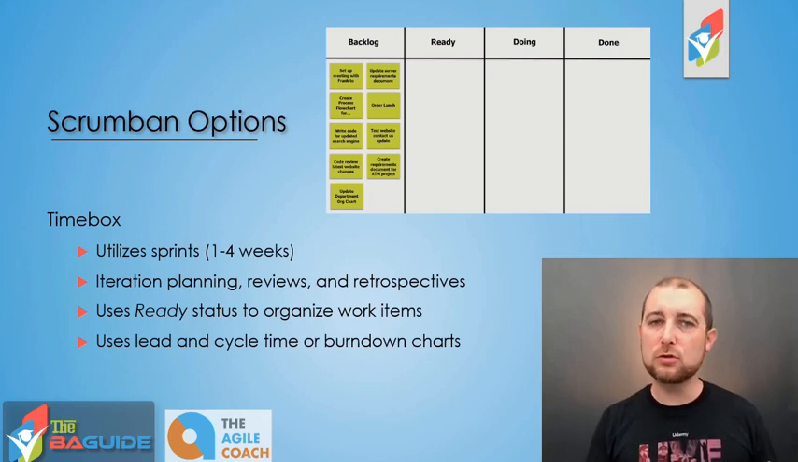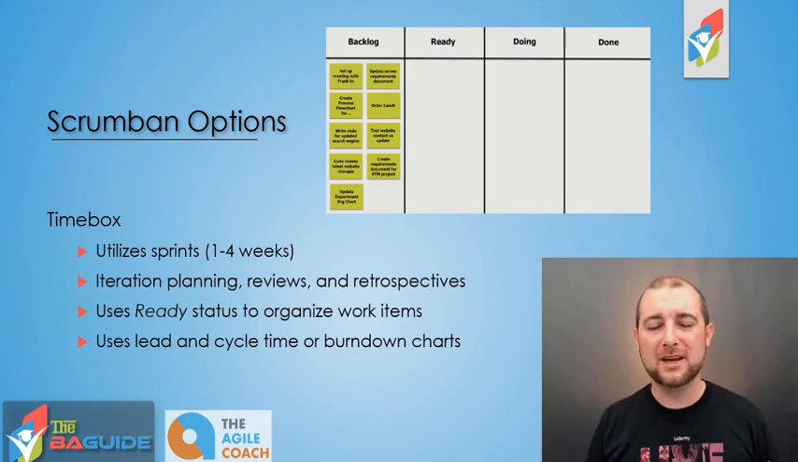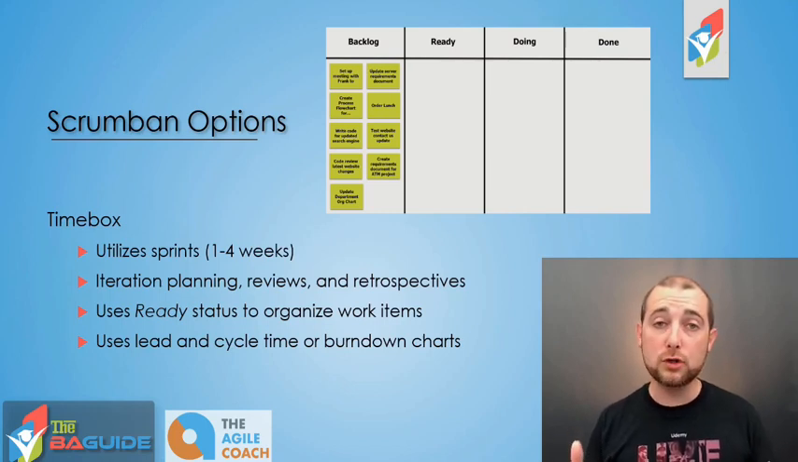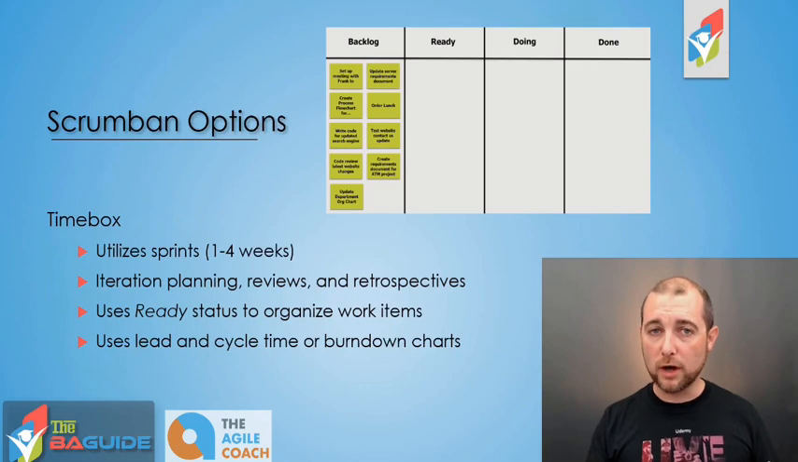1 week is a little too short. You end up doing a lot of those planning, review, and retrospective meetings. If you start going 3 or 4 weeks, it's hard to really plan that far out, to plan 3 weeks or a month's worth of work. So 2 weeks is recommended. And as I alluded to, in the time-boxed Scrumban, you are doing some of those Scrum type of structured meetings. You have your sprint planning meeting where you're going in, defining what you're committing to for that particular sprint.